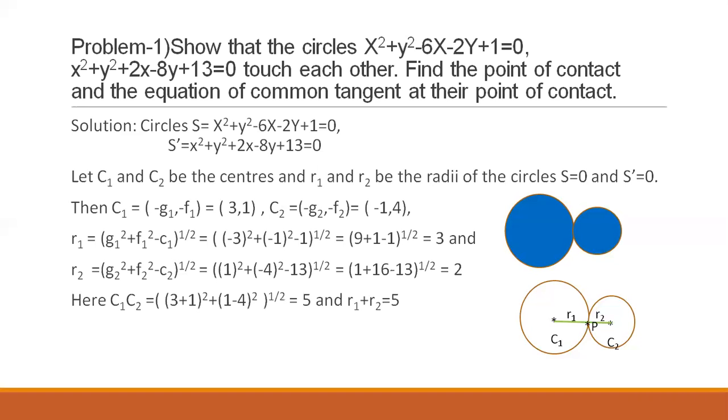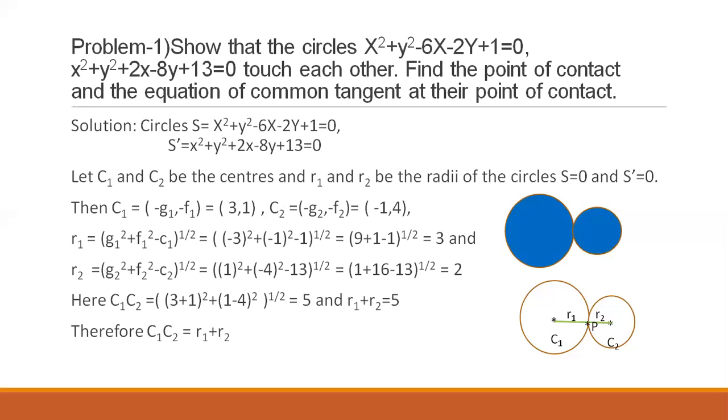Now, C1 C2, the distance between the centers, is under root of (x2 minus x1) whole square plus (y2 minus y1) whole square. Substituting the respective values, 3, 1 as x1, y1 and minus 1, 4 as x2, y2, we get C1 C2 is equal to under root 25, which is equal to 5. Now, R1 plus R2 is equal to 3 plus 2, which is 5. So we observe C1 C2 is equal to R1 plus R2.